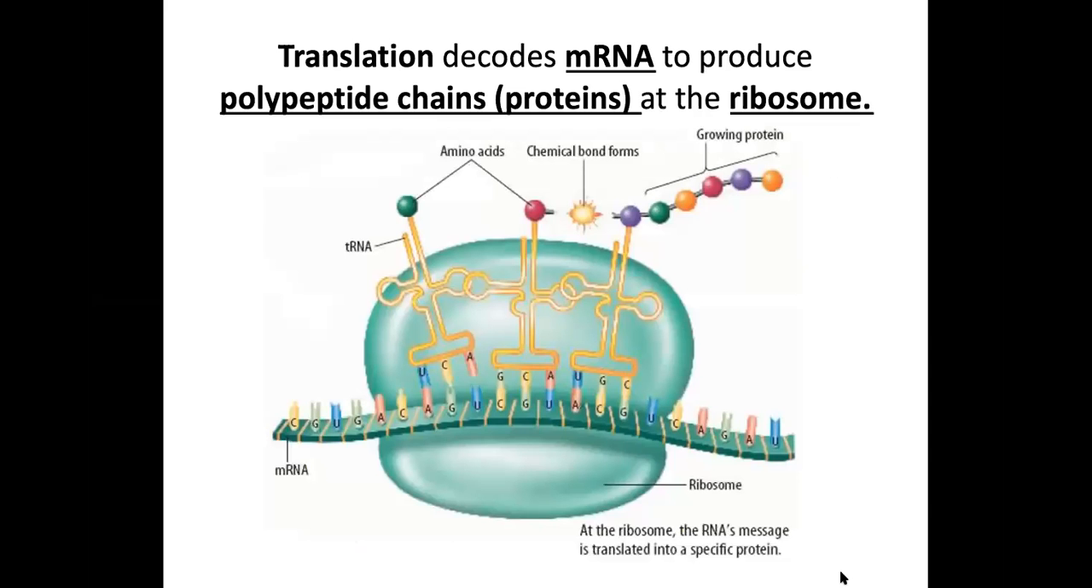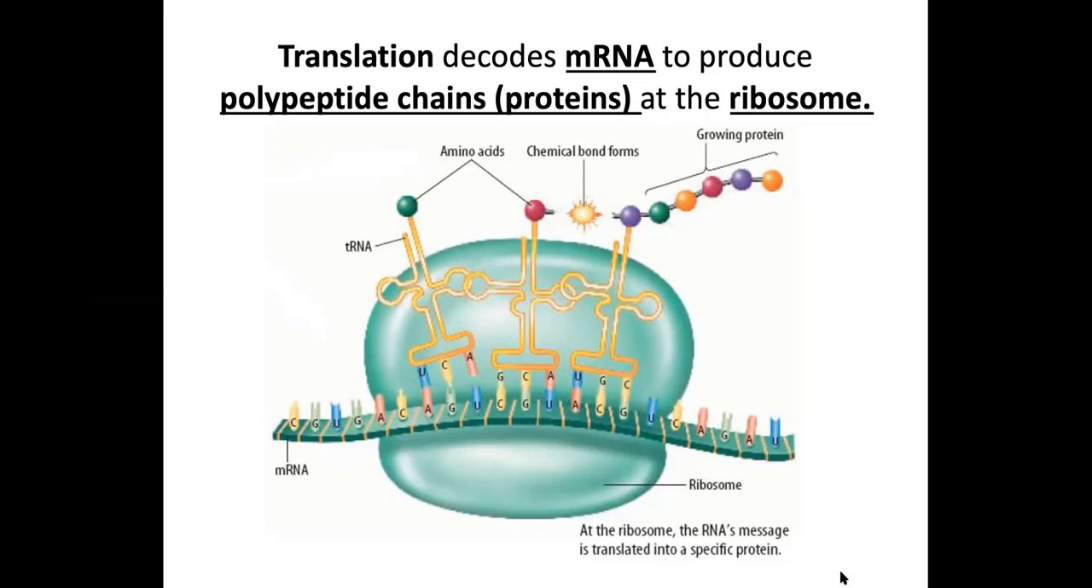So translation essentially decodes the mRNA that we made from DNA to produce a polypeptide chain. And we've talked about these before. These are what I compared to a pearl necklace at the beginning when we talked about macromolecules weeks ago, okay? Those polypeptide chains are our protein. And it is going to happen at the ribosome. So mRNA takes DNA's message from the nucleus into the cytoplasm and heads to the ribosome.